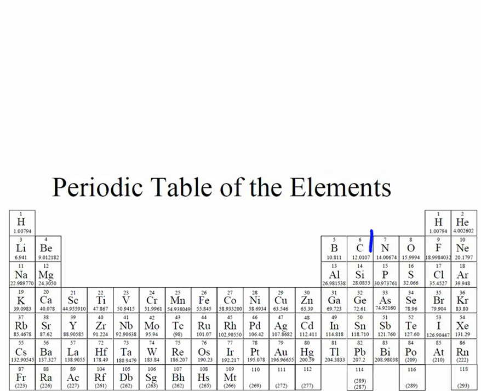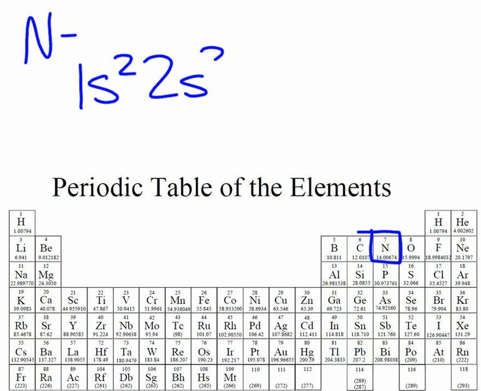Let's take a look at nitrogen. The electron configuration for nitrogen is 1s2, 2s2, 2p3. If you notice, this periodic table has these two over here together, which represents the 1s orbital. So we have 1s2, 2s2, 2p3.